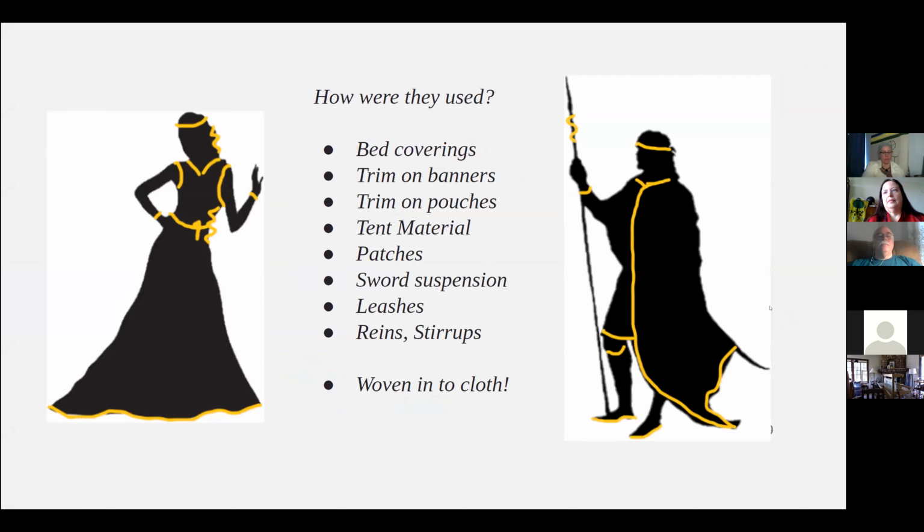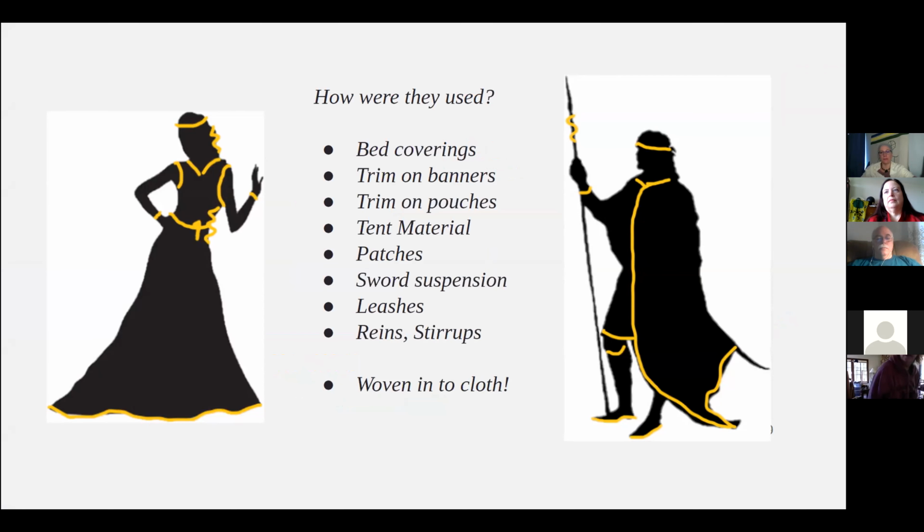Bands were used all over the place. Depending on exactly what you're talking about, they were used as head wraps, as braid bands on the back, as bun covers, on banners, on pouches, tent material. Tents were decorated and tied with tablet woven bands. Patches, wider bands were actually used as patch material.